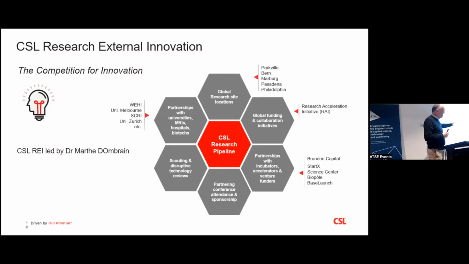And I think, of course, scouting and looking for disruptive therapies. And there's a few examples here. So we have long-term strategic partnerships with WEHI, University of Melbourne, Seattle Children's Research Institute, University of Zurich, just to name a few. In terms of incubators, we're a big investor in Brandon Capital. I'll talk a little bit more about that shortly, but also a number of other accelerators and VC groups in Europe. And, you know, this all comes together for a very strategic approach to our external engagement. This is led by Martha Don-Brain in my group, who's an outstanding scientist and business person as well.